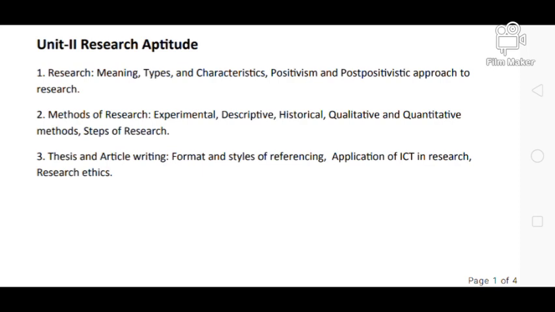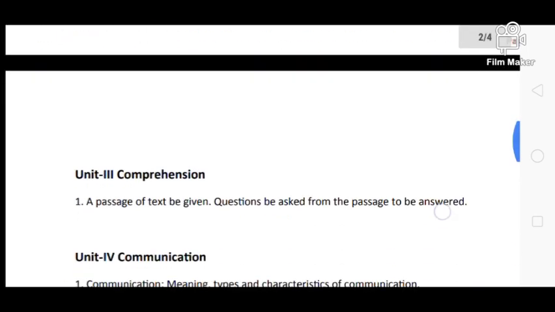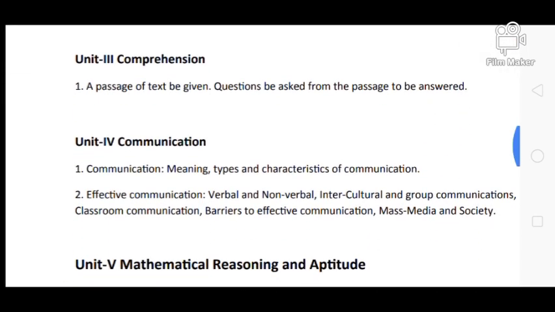Okay, friends. Now let us see third unit. Third unit, we have Comprehension. In Unit 3, we have Comprehension. In the part of Comprehension, a passage of text will be given, and questions will be asked from the passage to be answered.